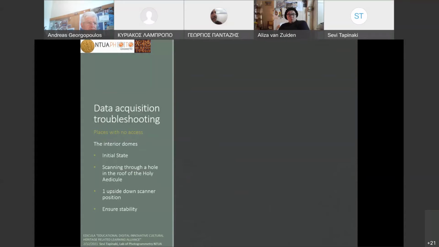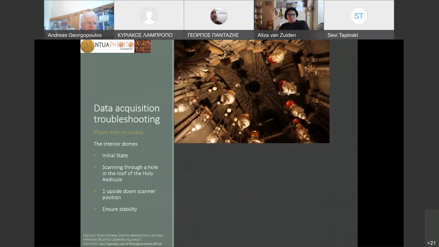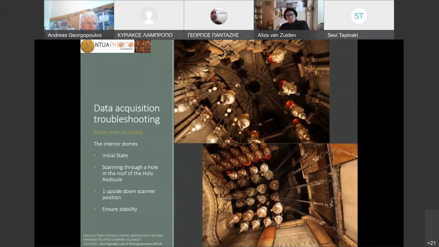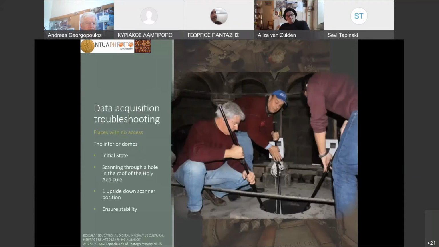The scanning of the interior domes was also impossible because of the presence of these candles, as you can see in the images. And the solution was given through the holes on the top again with an upside-down scan. And here the stability of the scanner was ensured by the patience of these three colleagues, Andreas, George, and Panos, that they had to put the scanner and hold it steadily.